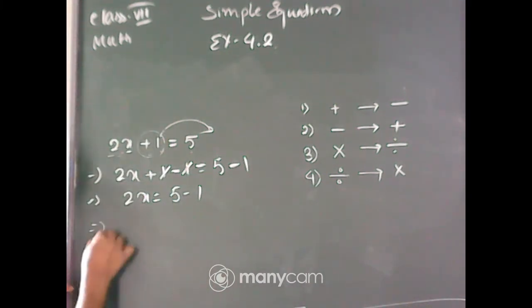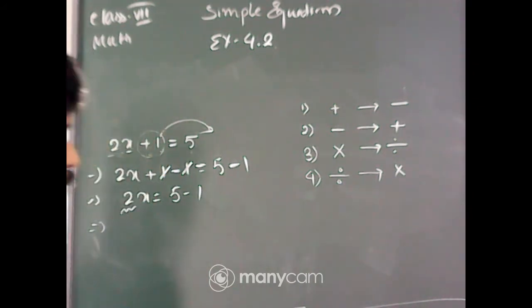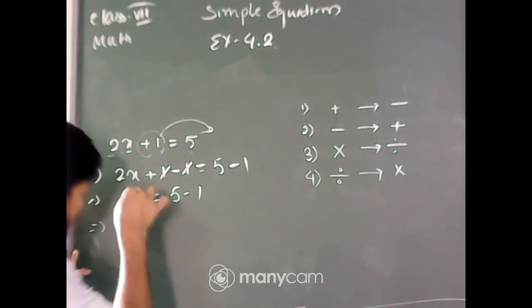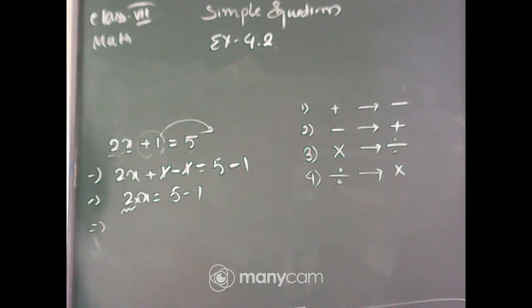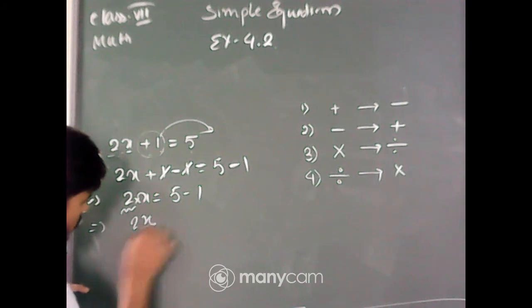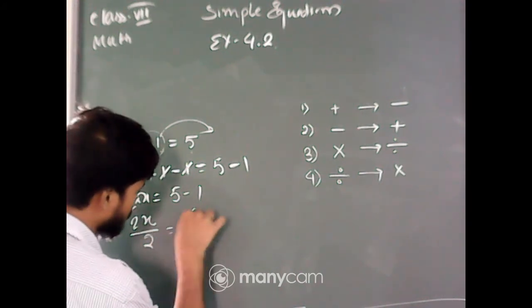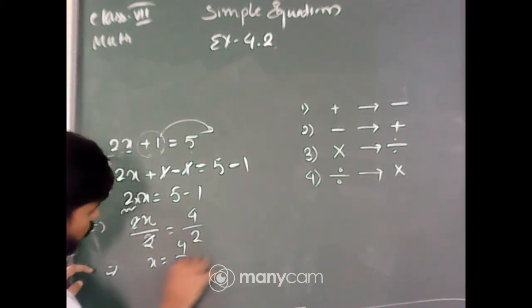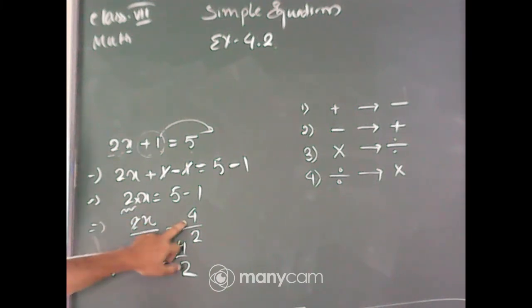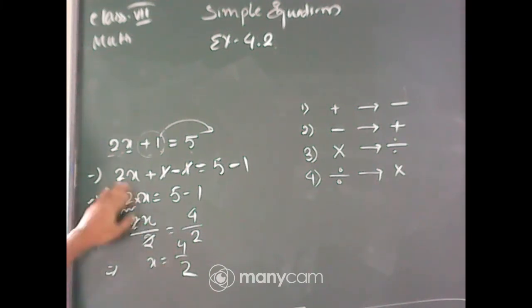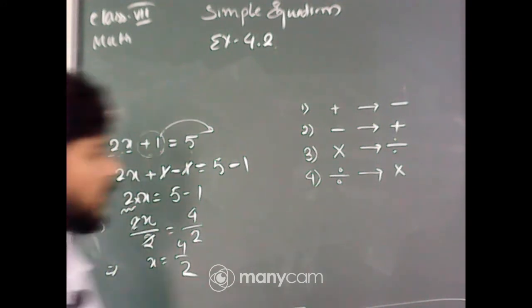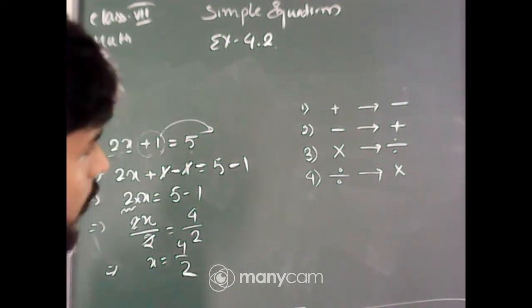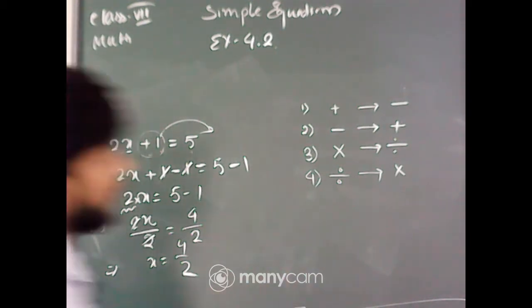Now look at the next step, there is a multiplication sign. We want to remove this 2, as x and 2 are in multiplication. So to remove this 2 we have to divide by 2. So 2x by 2 is equal to 5 minus 1, which means 4 by 2. So this becomes x is equal to 4 by 2. So 2x equal to 4 was the equation. So x is 4 by 2, which means we divided both sides. Okay. So yes, very good, you have given the right answer. All of your answers are right.